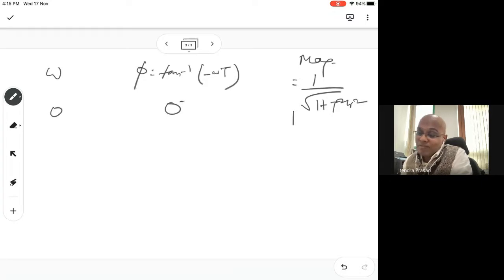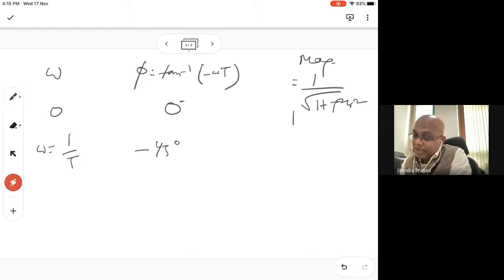Now let's say you take omega equal to 1 over t, right? Then phi will be equal to what? It will be minus 45 degrees, right? Omega t equal to 1 gives tan inverse of minus 1, which is minus 45 degrees. And what is the value of the magnitude? Put t omega equal to 1, so you get 1 over root 2.